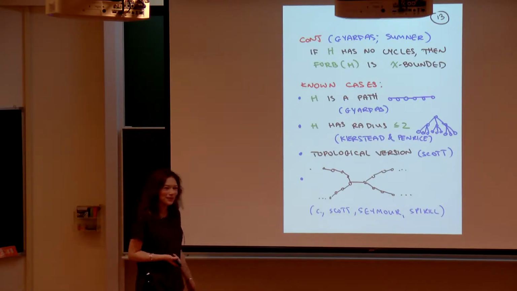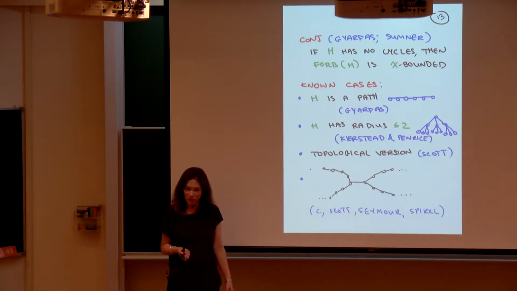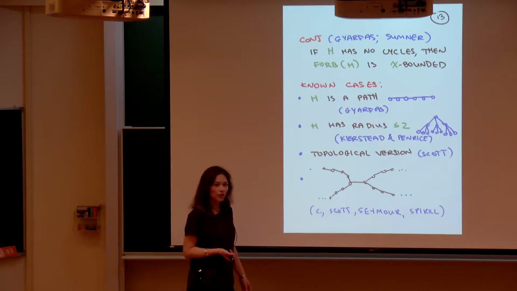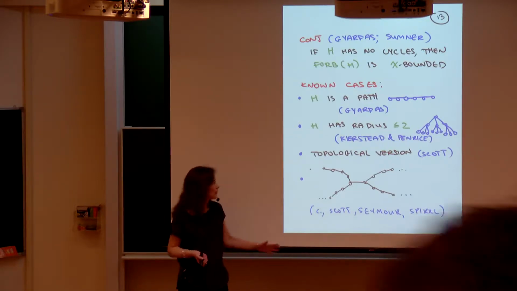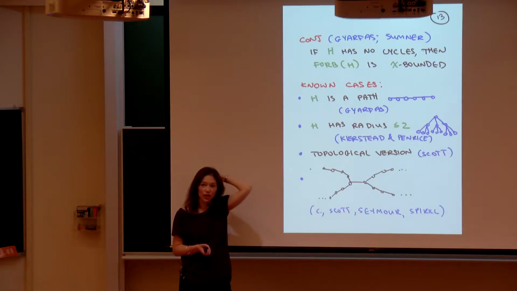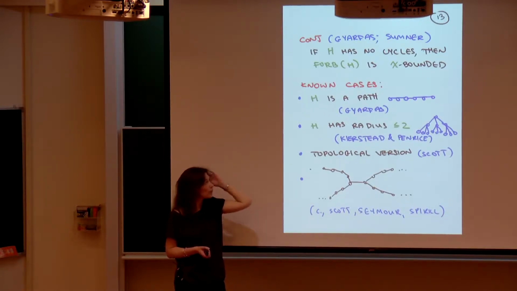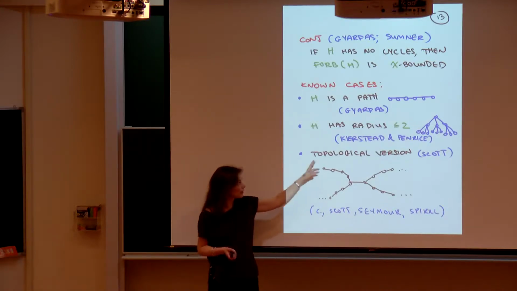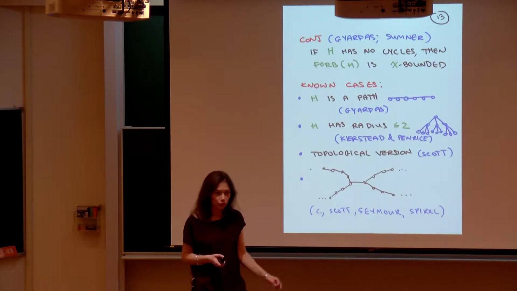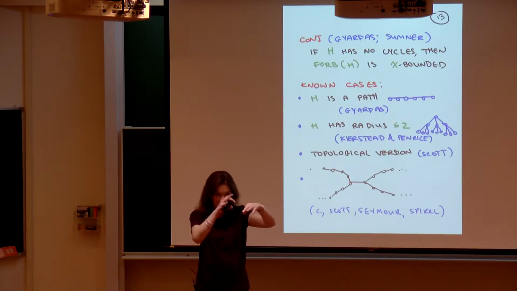It's one of those things that's so hard you start wondering maybe it's just false. There are a couple of known cases. We know it when H is a path, and that's actually Gyárfás himself who proved it when he made this conjecture in the same paper. And then Kierstead and Penrice proved it for trees of radius 2. A tree of radius 2 is a tree that has a vertex so that everybody is at distance at most 2 from it.